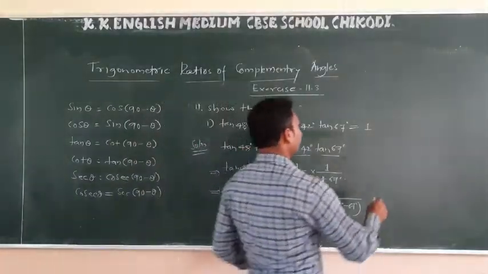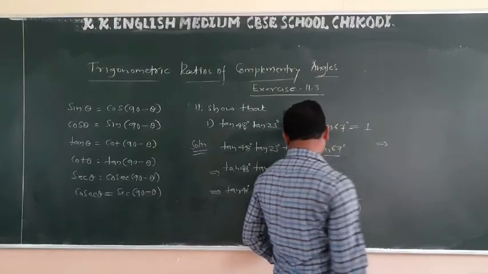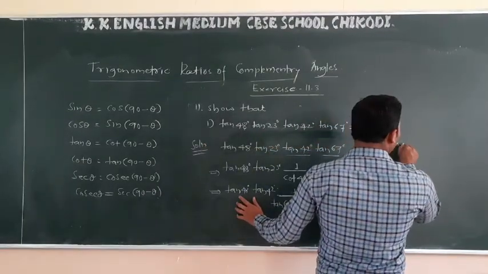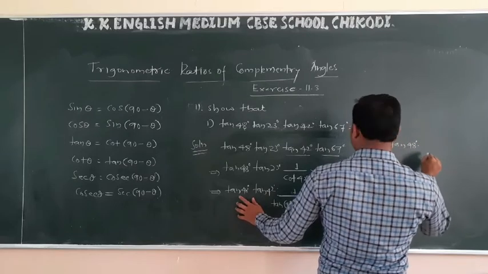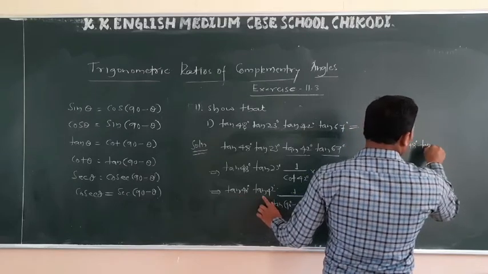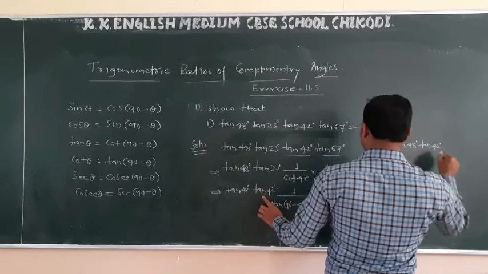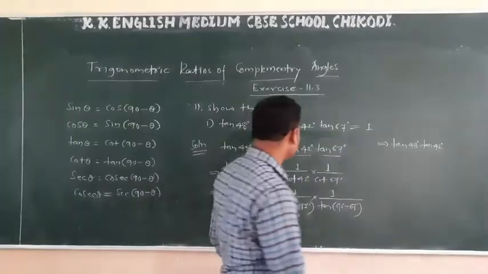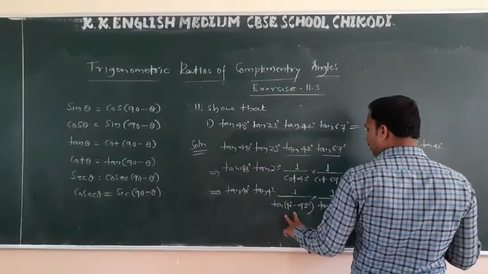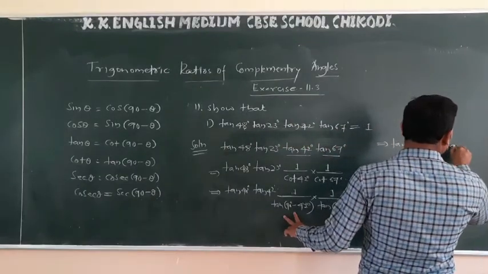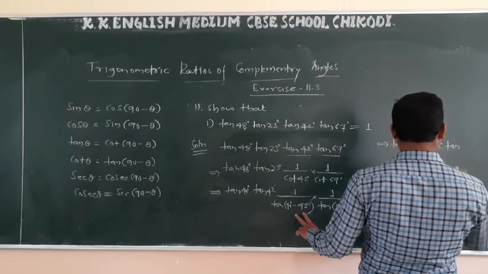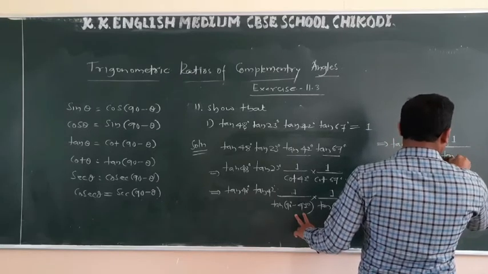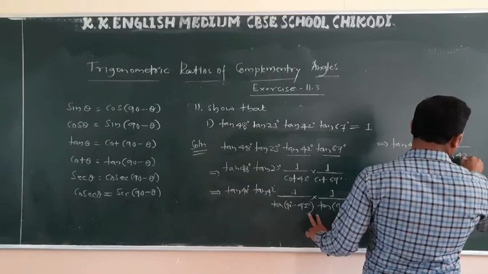Now let me write here. So this implies tan of 45 degree as it is, into tan of 42 degree as it is, into 1 divided by tan of 90 degree minus 42. So the remaining is 1 divided by tan of 45 degree.